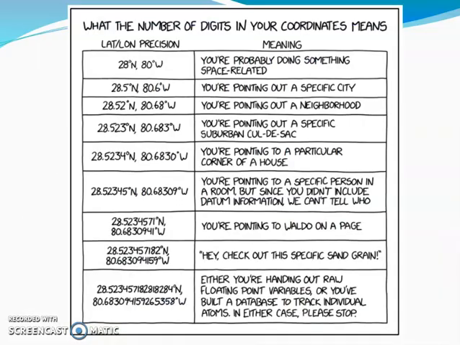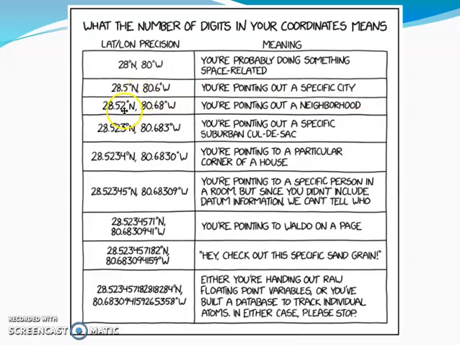So this is kind of what we mean, and this is a great way of explaining precision. So if I gave you the latitude and longitude, and what this means. So if I give you 28 degrees north and 80 degrees west, you're probably doing something space related. It's not very exact. Whereas if I say that it's 28.5 degrees north and 80.6 degrees west, that extra decimal point, that one extra place, is pointing out a specific city. So that's maybe saying, hey, you live in Jenison.